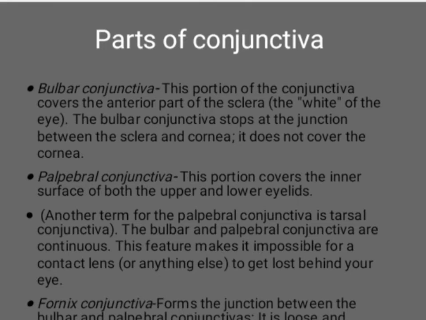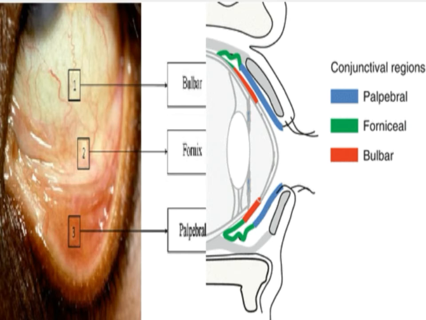This feature makes it impossible for a contact lens to get lost behind your eye, which means this conjunctiva is responsible for keeping the contact lens in place. It cannot provide any surface through which the contact lens goes behind or inside the eye. The fornix conjunctiva is the junction between the bulbar and palpebral conjunctiva. It is loose in nature. So let's see our next part.